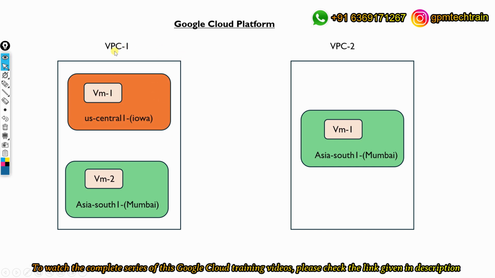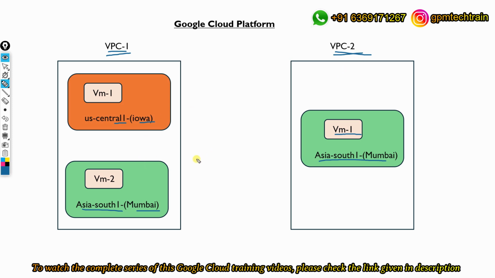With the same situation, consider that we have two different VPCs, VPC1 and VPC2. In VPC1 we have already deployed VM1 in US Central 1, which is Iowa, and VM2 in Asia South 1, which is Mumbai. Just consider that within the same project you have created one more VPC as per requirement, and deployed a VM again within Asia South 1 Mumbai, but in a different VPC. I have taken the same Asia South 1 here to show that even if you use the same region, the communication will not happen through the internal IP, because they are part of two different VPCs.